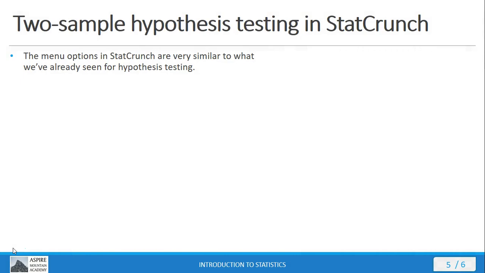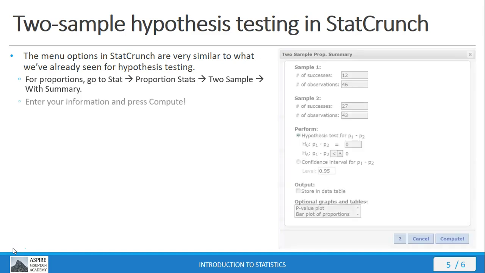In StatCrunch, the menu options you're going to see are very similar. The main difference you're going to find here is that instead of selecting 1 sample for your problems, you're going to select 2 samples. So go to Stat, Proportion Stats, 2 Sample, With Summary. Typically, you're not going to have actual data, so you'll just select with summary. In the options window that comes up, you're going to put in your information. Again, remember, typically the first sample is going to be the one that's mentioned first in your problem statement. The one that's mentioned second is going to be sample 2. But the way you put the numbers in is exactly the same. You've just got twice as many to deal with.